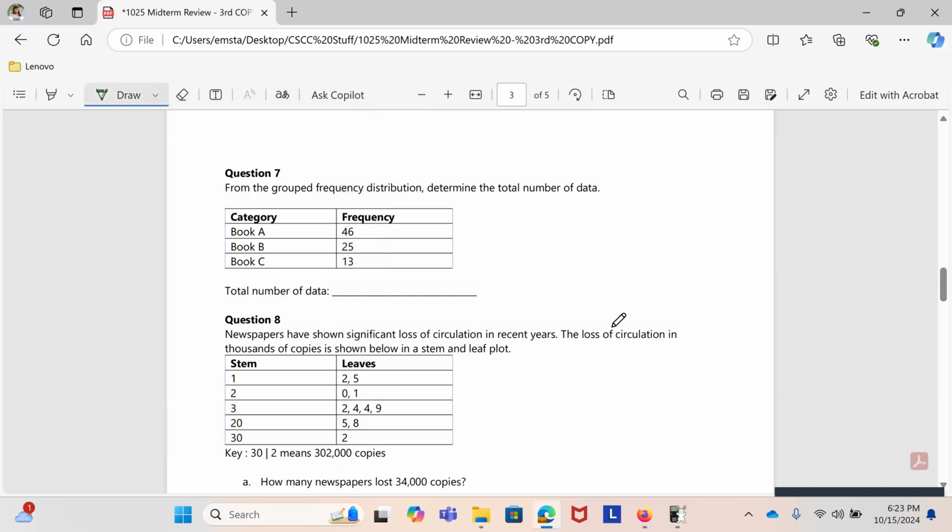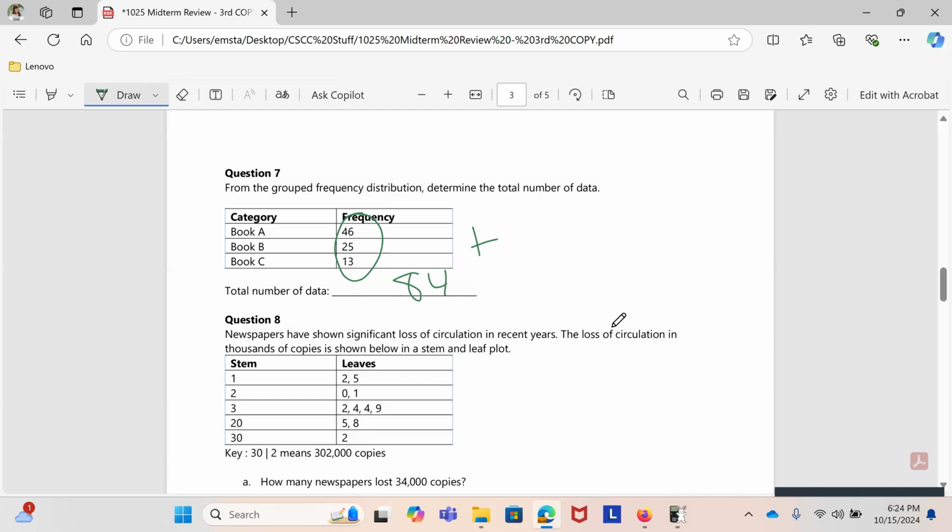Well, I had 46 people who answered something about book A, 25 people who answered something about book B, 13 people who answered something about book C. So the total number of people surveyed is just adding up all those numbers. So you're going to get your calculator out and do 46 plus 25 plus 13, 84? Is that right? Good.